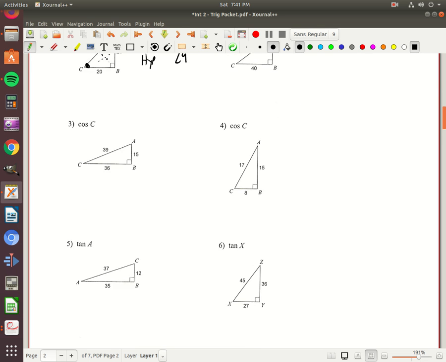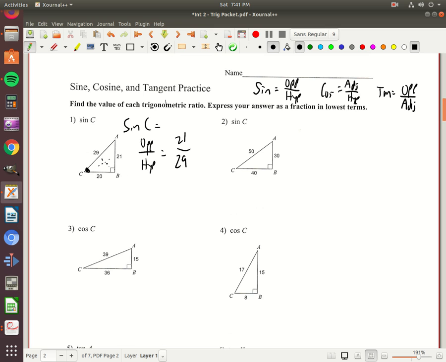If we jump down and we do the cosine of C, you'll notice cosine is adjacent over hypotenuse. So I'll start right here. Again, this is my opposite side. This is my hypotenuse side. And the side next to it is my adjacent side. So if I want the cosine, I want the adjacent over the hypotenuse. And what I'm going to do is say, all right, my adjacent is 36 and my hypotenuse is 39.